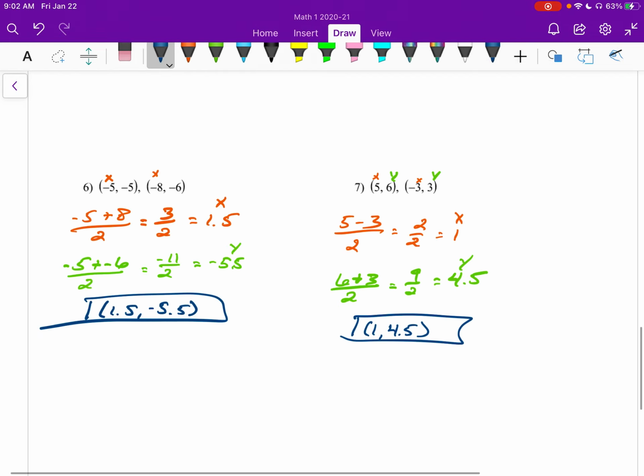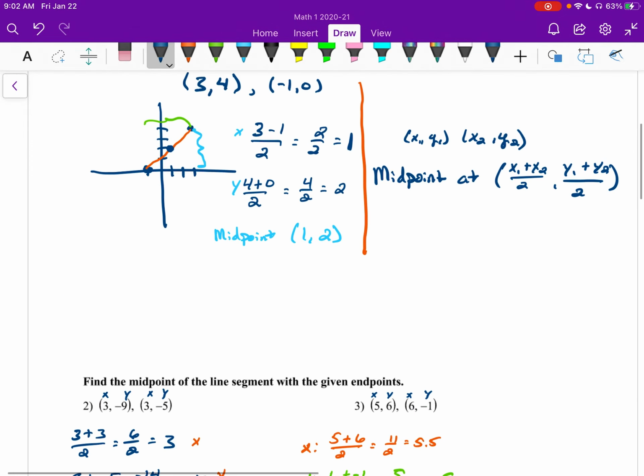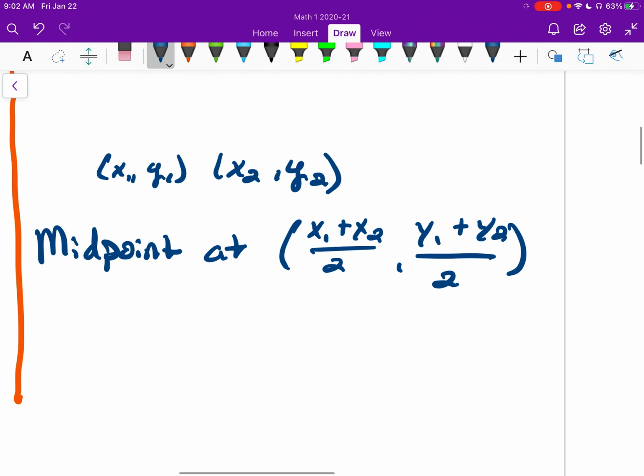Okay, I hope this one's a little bit easier than the first section. I sure think it is. Make sure you know that midpoint formula. We're going to have more formulas that are similar to this. Make sure you have that written down somewhere.